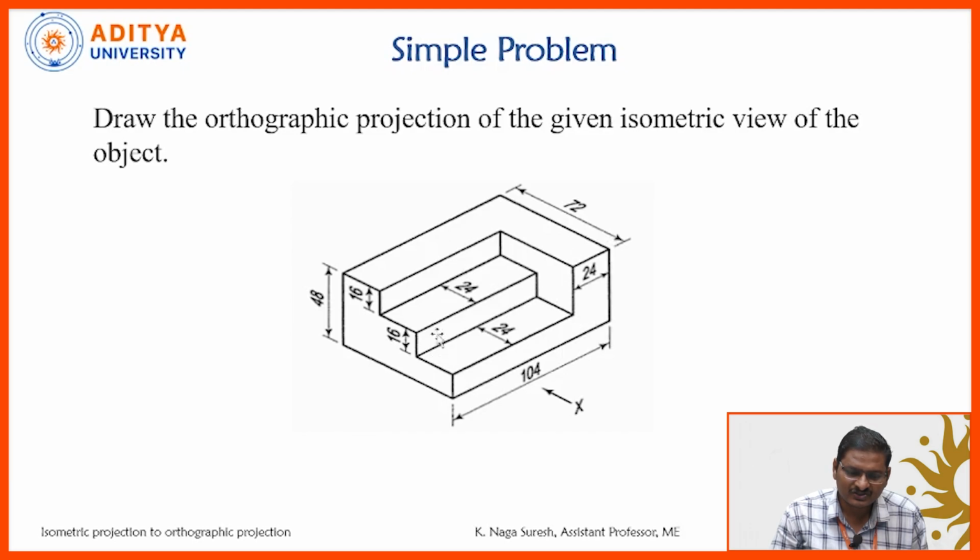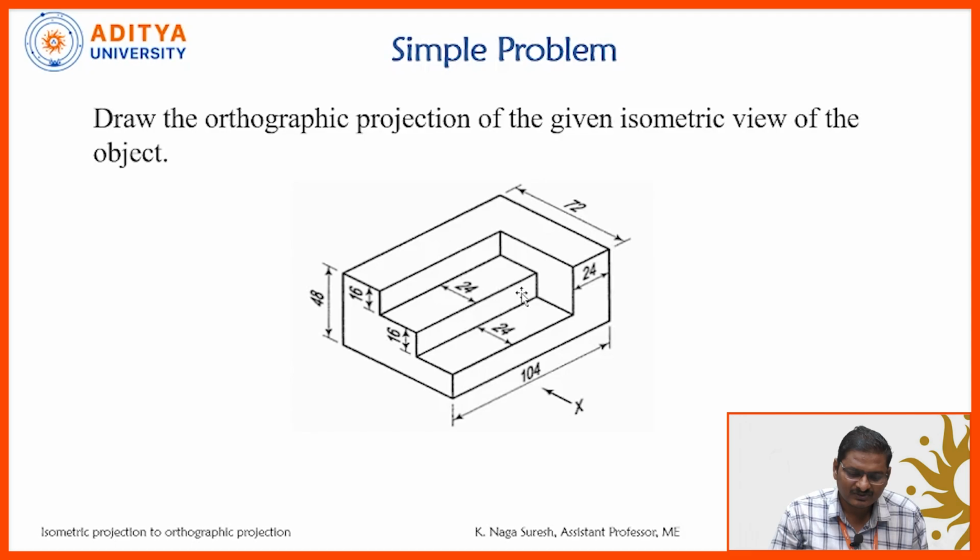And next, here the stairs are there. In that stairs, the front face of the stairs is visible, like this stair face is visible and this stair face is visible in the front view. So what is the dimension of this rectangle face in the stairs? That is 16. Again, this dimension is 104 minus 24, so that is 80 mm.